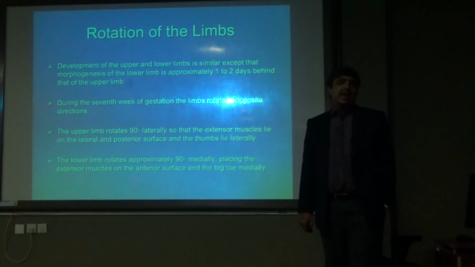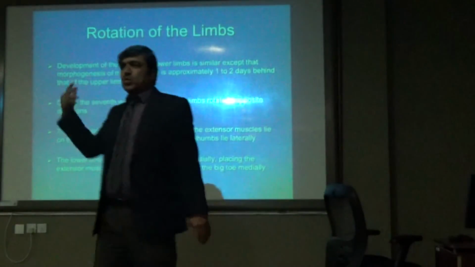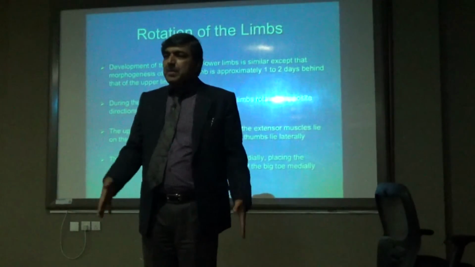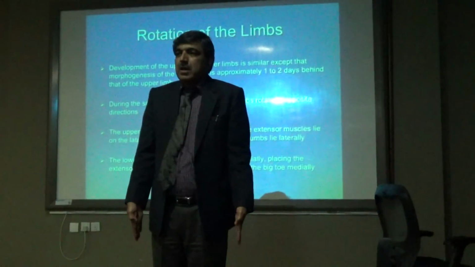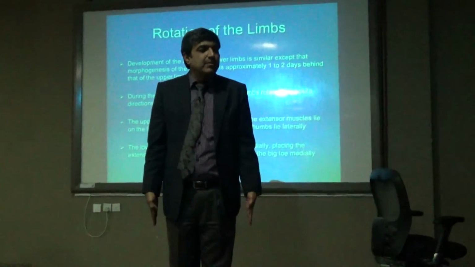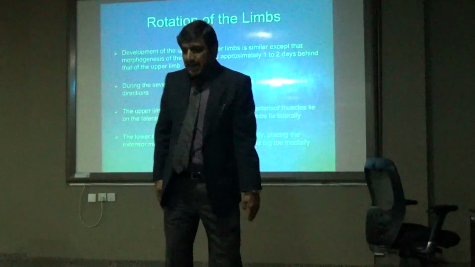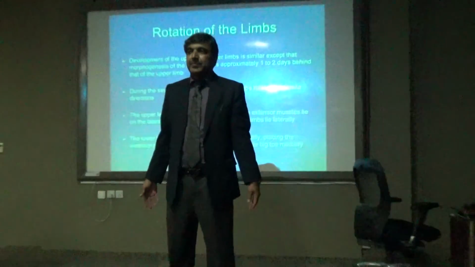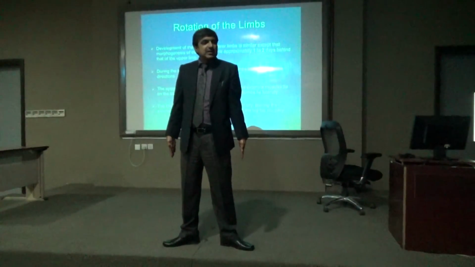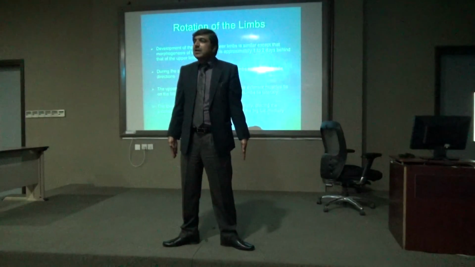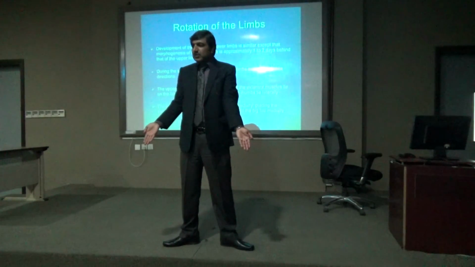Rotation of the limb. Again, it is a very important point. Just look at me. When the baby is forming, the limbs develop in this way. Is this the anatomical position? No. What is the anatomical position? This, isn't it? And legs are like this. So the baby is growing like this. What do we need? Rotation. Rotation of what? Upper limb.